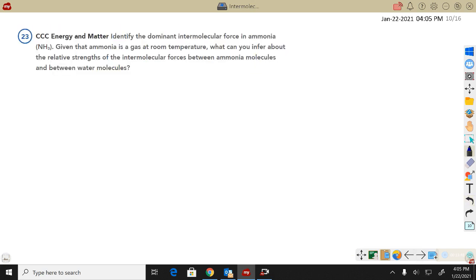So here's an example of some hydrogen bonds. We have NH3, and we want the dominant intermolecular force between NH3, ammonia. If you ever see hydrogen, you can think about hydrogen bonds, but it has to be hydrogen bonded to F, O, or N. Hydrogen bonding is what we have here. So yes, it's going to have hydrogen bonds.